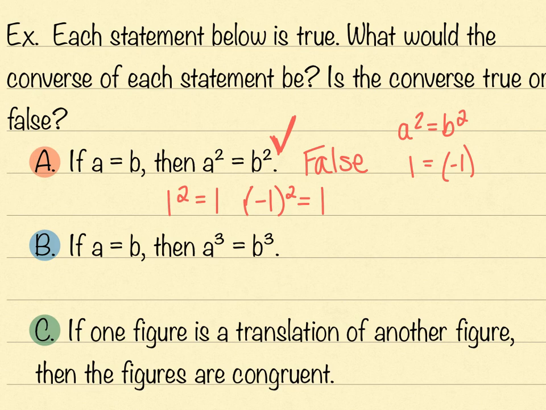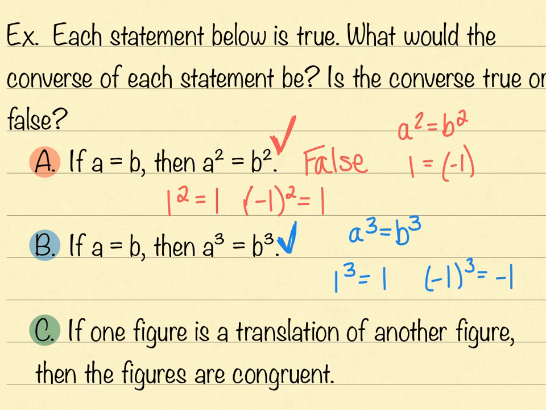Example B is similar to that. It says if A equals B, then A cubed equals B cubed. Now this statement again is true, but let's think about what the converse would say: if A to the third power equals B to the third power, then A equals B. So using the same two numbers, the 1 and the negative 1, if I have 1 and I raise it to the third power, I get 1. If I have negative 1 raised to the third power, because it's an odd exponent, negative 1 times negative 1 times negative 1 is negative 1.